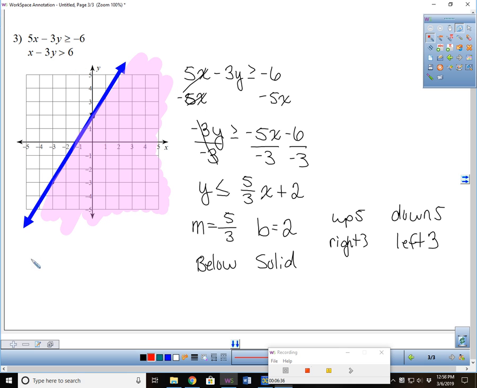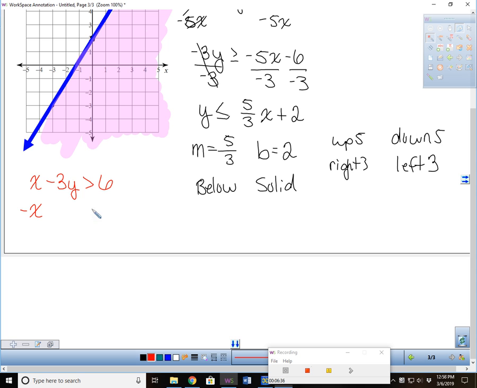So now let's do the bottom one. It is x minus 3y is greater than 6. So we're going to solve for y. We subtract x. We have negative 3y is greater than negative x plus 6. Then you got to divide by that negative 3. And remember, when you divide by a negative, that's this one on the bottom, you're going to flip that sign up there. So now you have a less than. This is a negative 1 over negative 3, so that would be a positive 1 over 3. And 6 divided by negative 3 is negative 2.